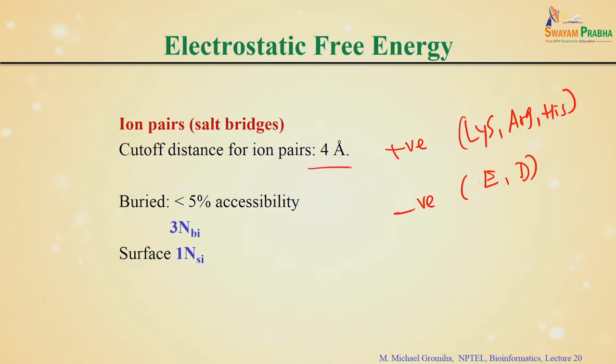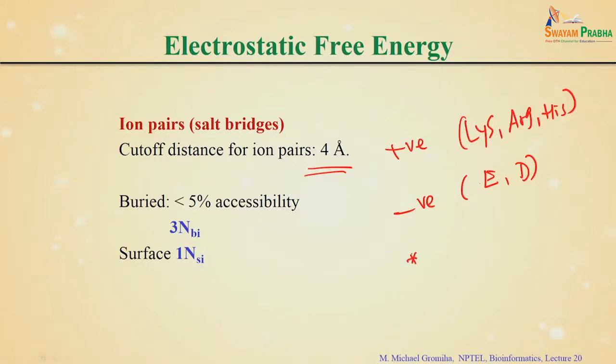If you take 4 angstrom, you can get the potential ion pairs. We can extend up to 6 angstrom, but then you will account for weak salt bridges. For example, this is the N and this is the O. You can calculate the distance, which should be less than 4 angstrom, and then see the location of these atoms, whether they are buried or exposed. If buried, they contribute more than if they are exposed.